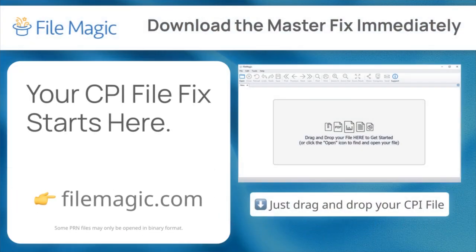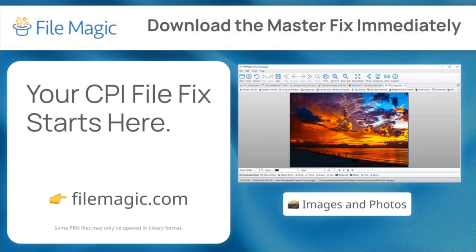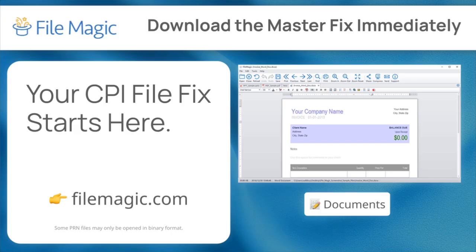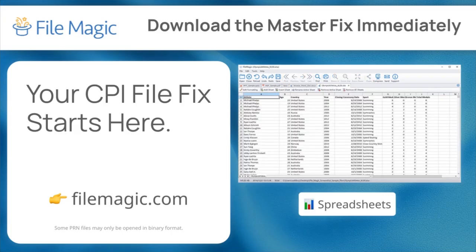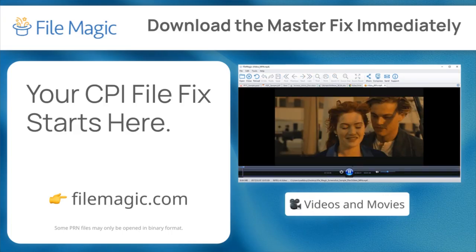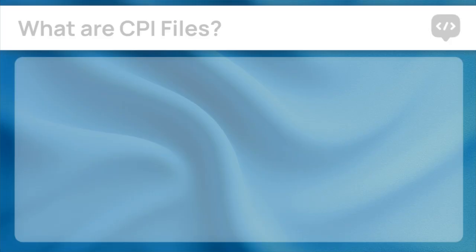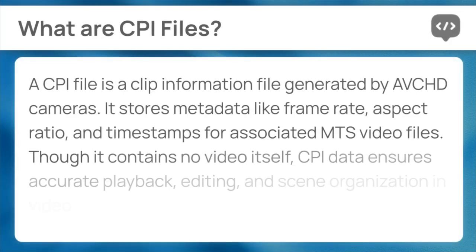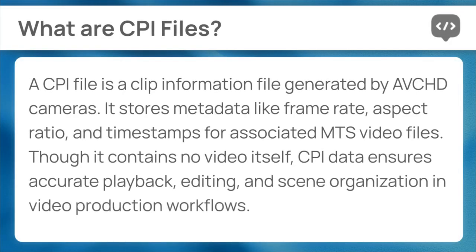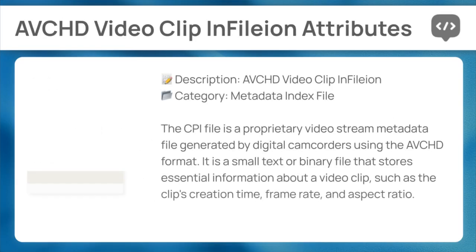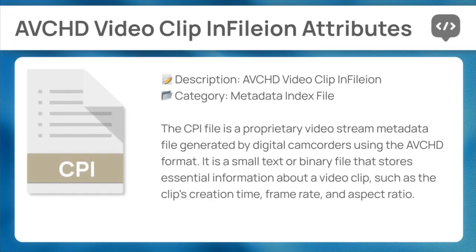Final step preview. We will conclude by utilizing a comprehensive file inspection solution to instantly resolve the CPI error, a tool also capable of managing numerous other file types. The initial data segments confirm the CPI is part of the metadata index file repository. It is stored using the AVCHD Video Clip Information format. The CPI file is a proprietary video stream metadata file generated by digital camcorders using the AVCHD format.